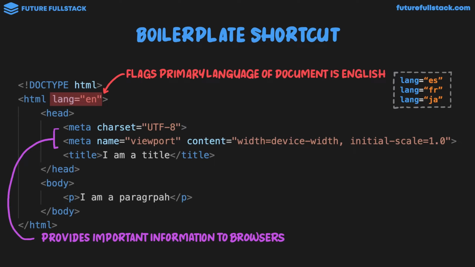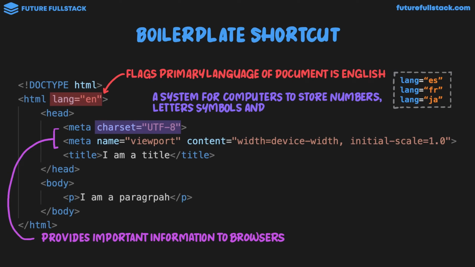Basically, don't worry about them beyond this video. I won't be using them at all in the course. I just want you to get a basic understanding of their existence in the context of boilerplate HTML. The first meta tag contains this charset equals UTF-8. This is a system for computers to store numbers, letters, symbols, and special characters. In simple terms, it's a system for how characters, like those in the alphabet, are converted into units of memory inside a computer. Seriously, don't worry about the details of this, just know we need it.